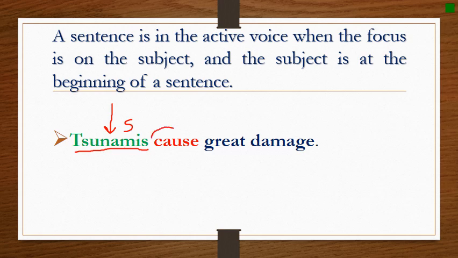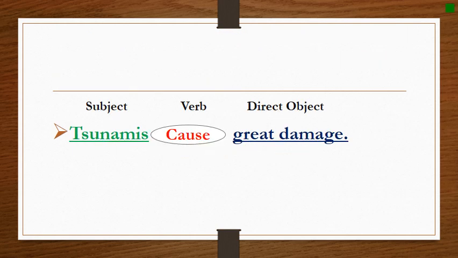What about tsunamis? They cause, this is my verb. What do they cause? They cause great damage. We call this the direct object. The direct object is what takes the action, what the action falls on. Tsunamis cause what? They cause great damage. So subject, verb, and direct object. What took the action is great damage.